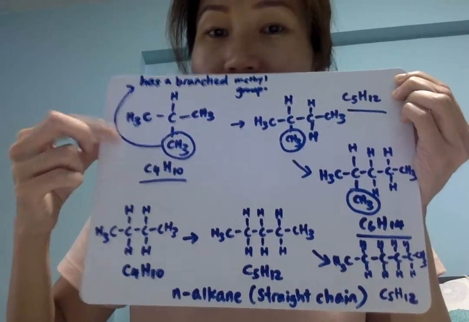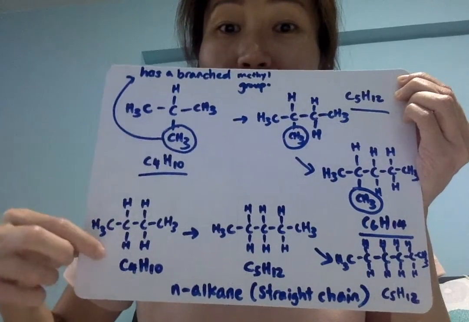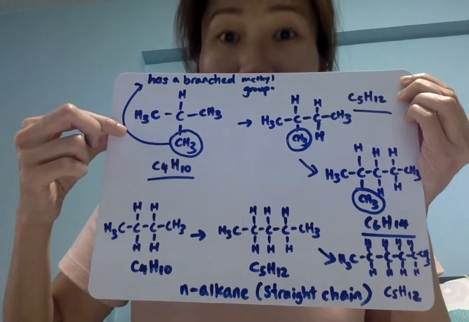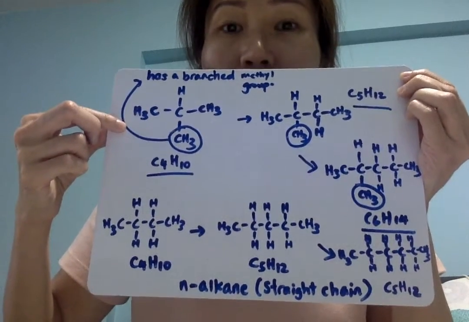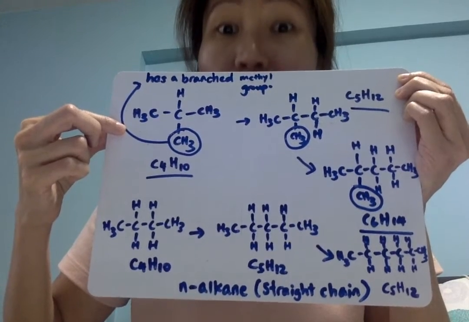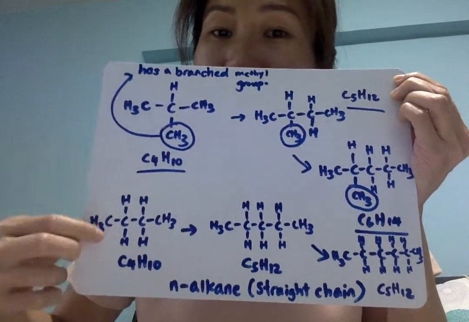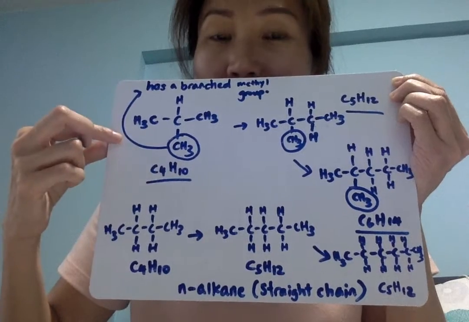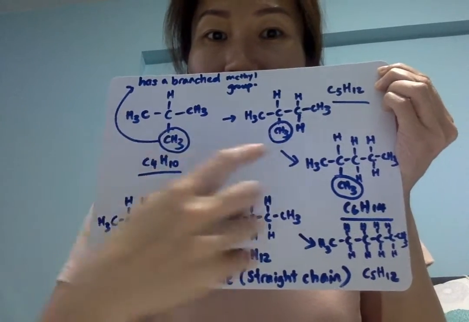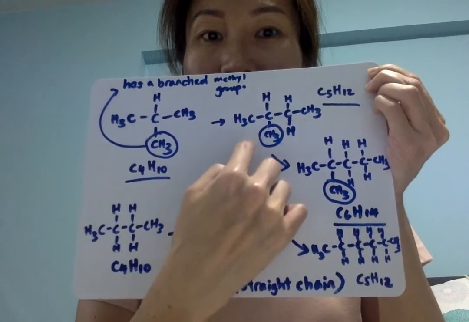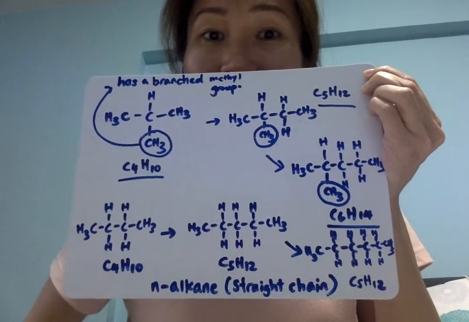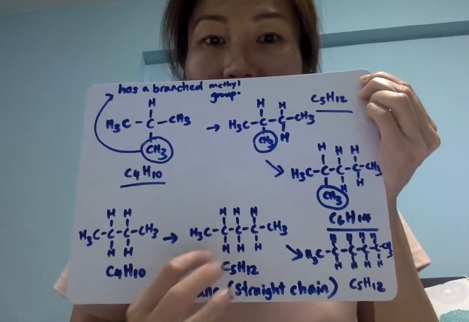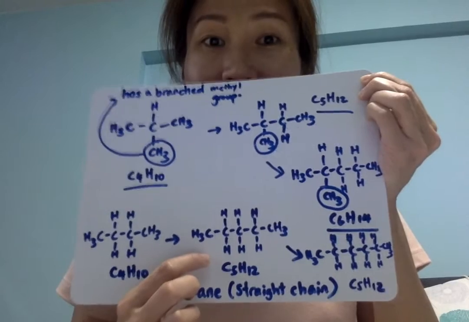The name given to this is butane, by the way. This is not butane. This is 2-methylpropane. From the name, you can tell that these two are different molecules, right? And this will be 2-methylbutane, whereas this will be pentane.